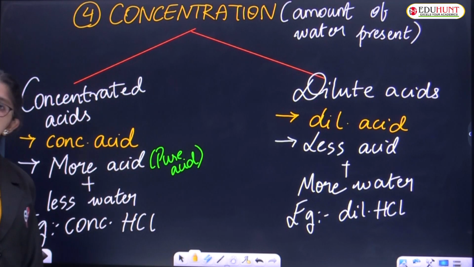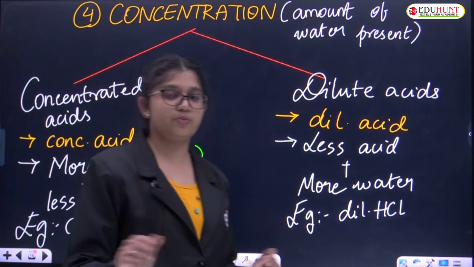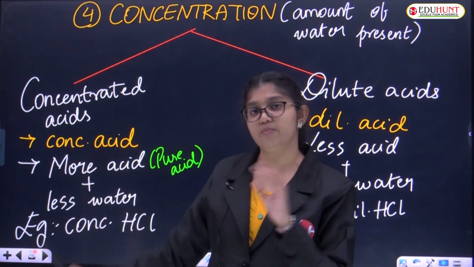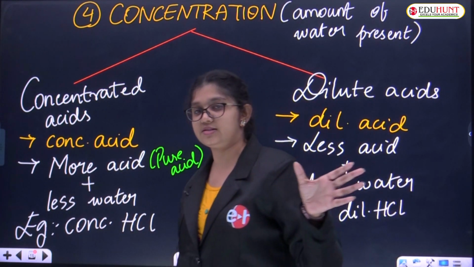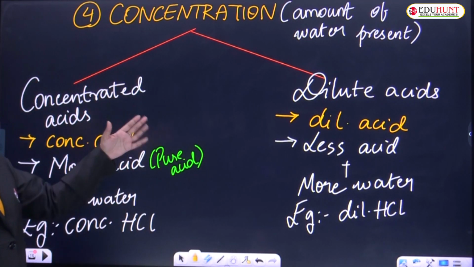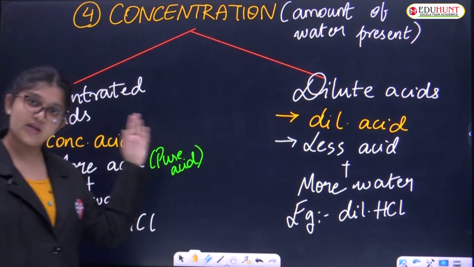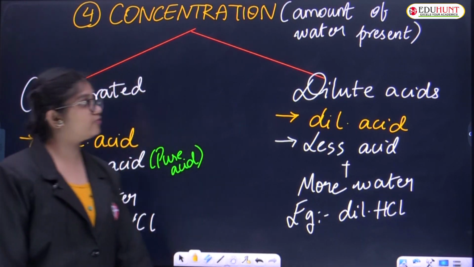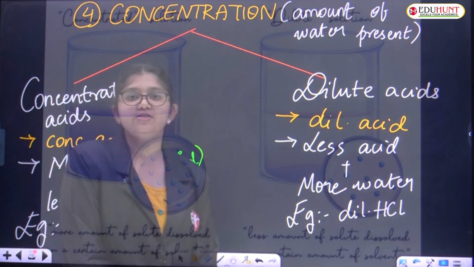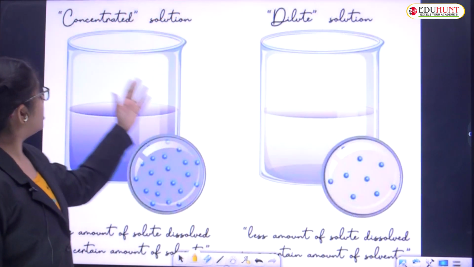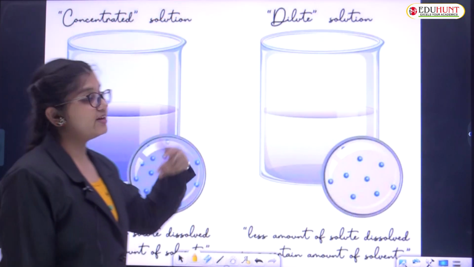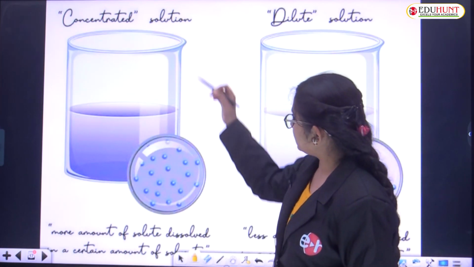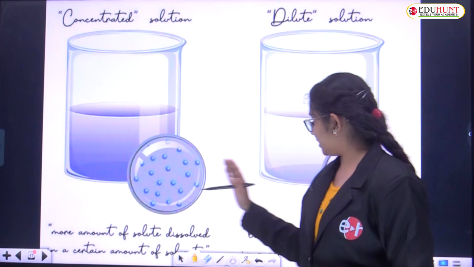What is the fourth classification, children? Concentration. Based upon concentration means the amount of acid present and the amount of water present in it. Based upon the amount of water present, we can classify them into two again: concentrated acids and dilute acids. This is all about the fourth classification. If you observe here, there are two: concentrated solution and dilute solution. Here the particular solution is a little bit darker when compared to this.